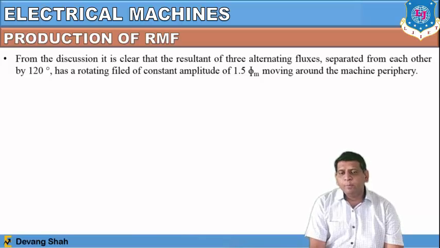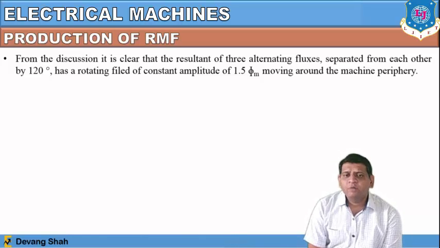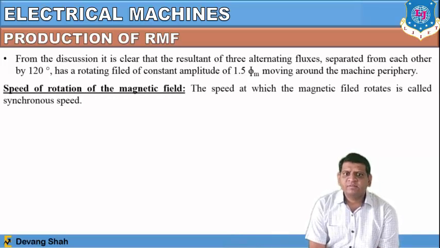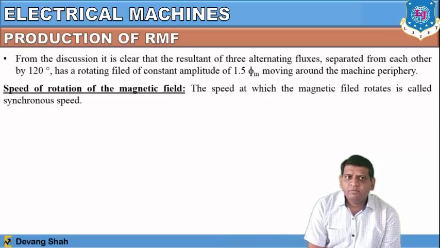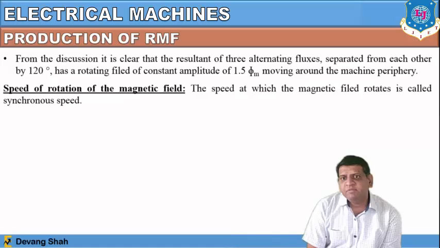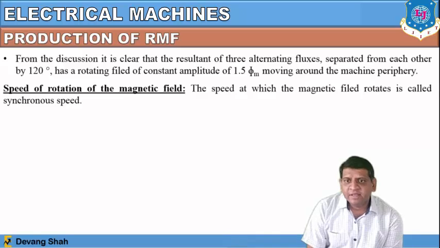Now this is the important phenomenon of the three-phase induction motor. From this discussion it is clear that the resultant of three alternating fluxes separated from each other by 120 degrees is a rotating field of constant amplitude, 1.5 times phi m, moving around the machine periphery. The speed at which this magnetic field rotates is called the synchronous speed. Whatever speed this magnetic field is rotating at, we define as the synchronous speed.